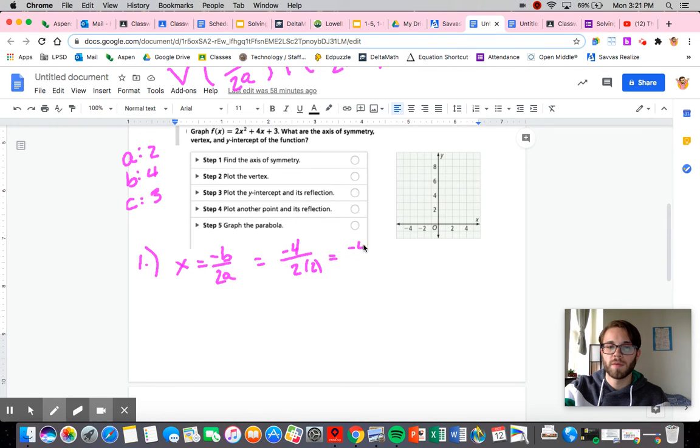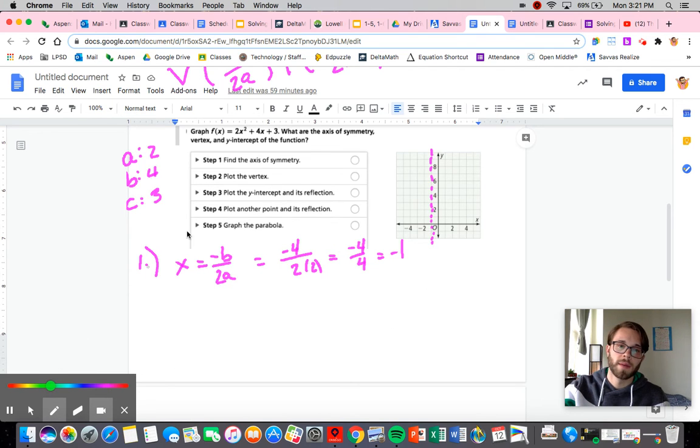That'd be negative 4 over 4, which is negative 1, right? So I know if I went to negative 1 here, this is going to be my axis of symmetry. This is what I'm folding everything over. All right, step 2, plot the vertex. Well, I already have the x value of my vertex, so that's good.